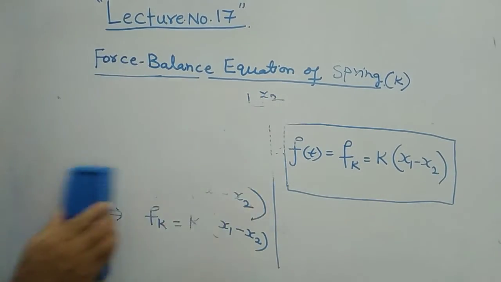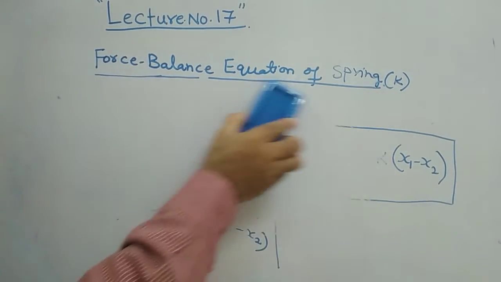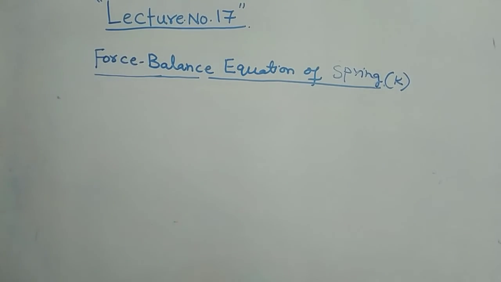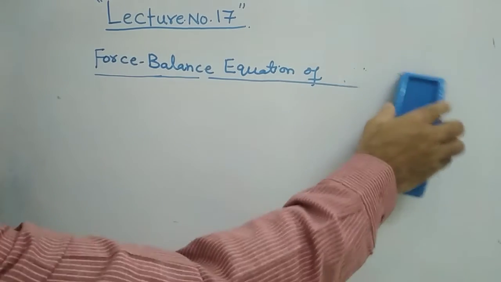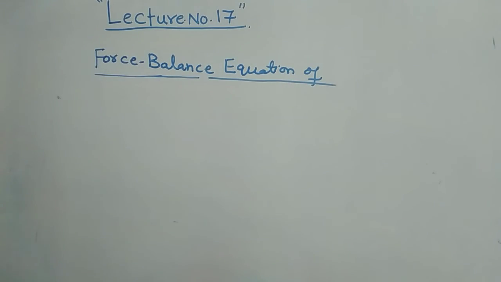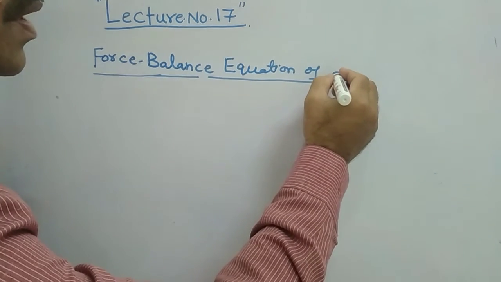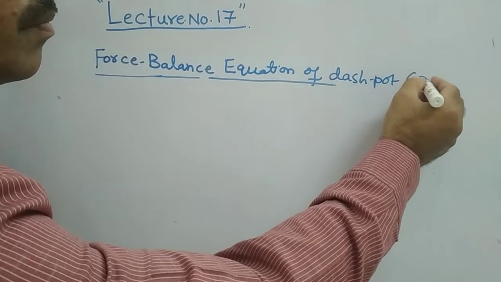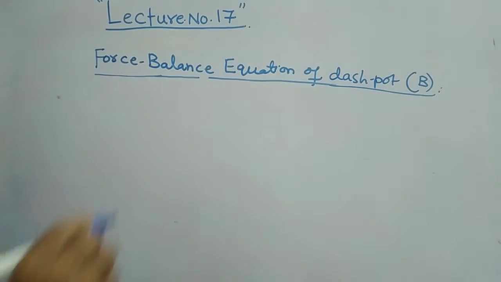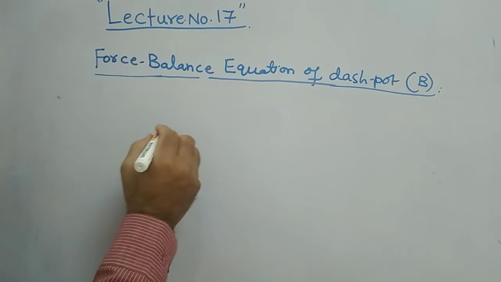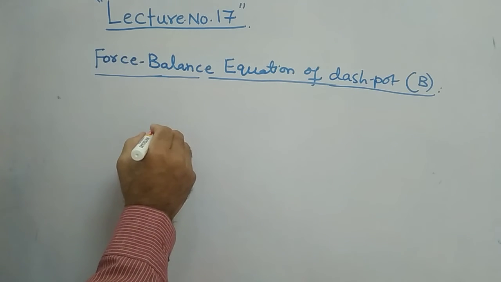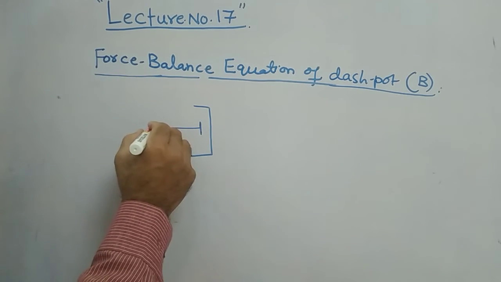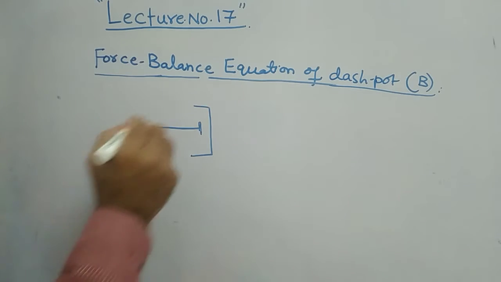And now coming to the third element, that is the dash pot, or viscous friction coefficient. This is the force balance equation of the dash pot, nothing but your B. This is called the viscous friction coefficient. Normally it is represented like this. This is a piston in a cylinder basically.